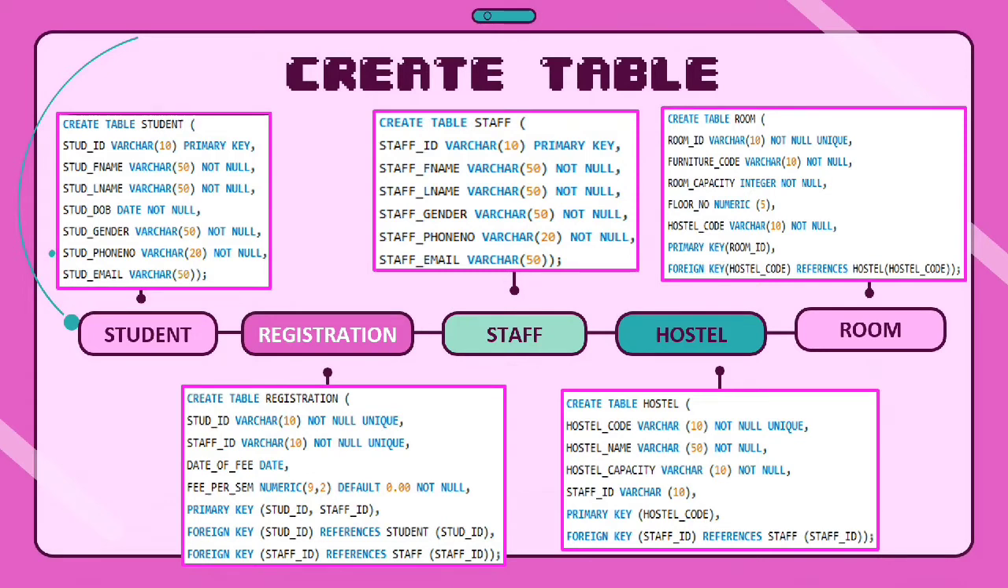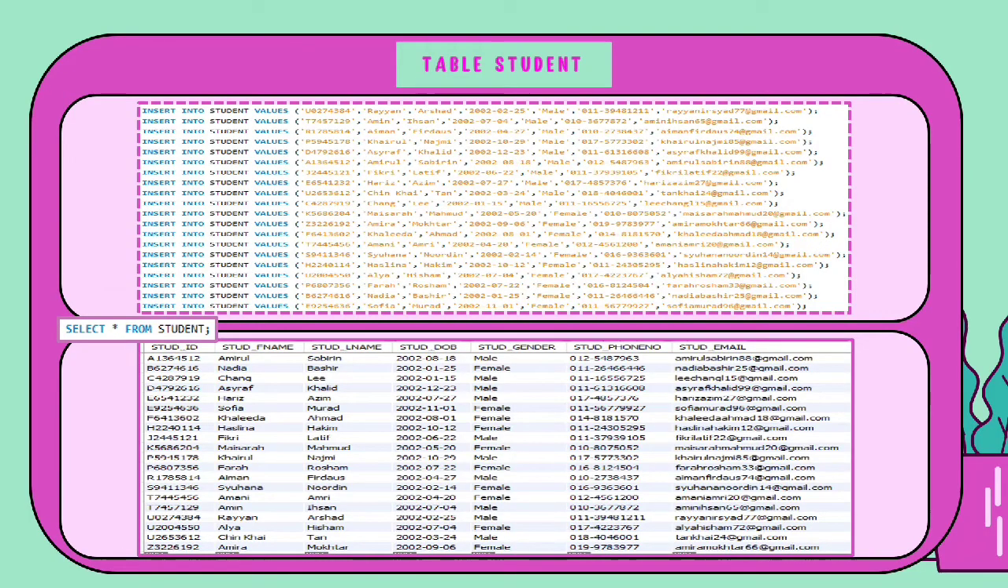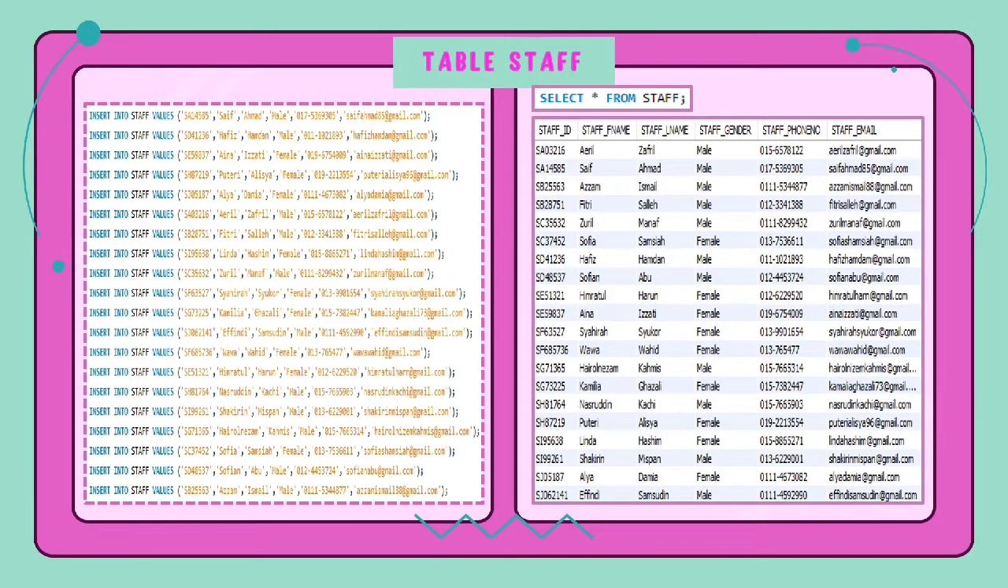These are the tables that we have in our database. The first table is student, the second table is registration, the third table is staff, the fourth table is hostel, and the fifth table is the room table. Next, we will import all the student values into the student table. Then we will see the output of the student table. Here is student ID, student first name, student last name, student date of birth, student gender, student phone number, and student email.